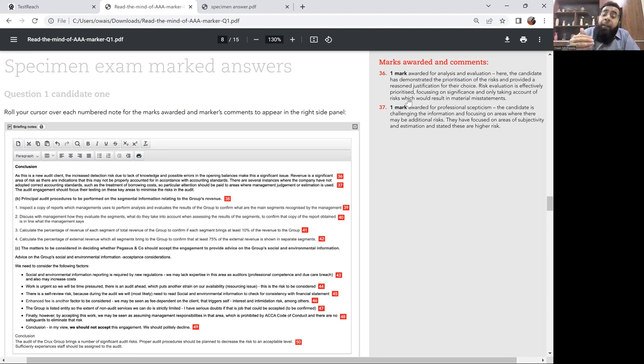See, it is not about prioritizing all the risks. It is about prioritizing a few important risks. And 1 mark awarded for professional skepticism. The candidate is challenging the information and focusing on the areas where there may be additional risk. They have focused on areas of subjectivity and estimation, where there is a higher risk in audit.